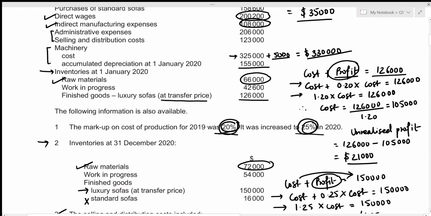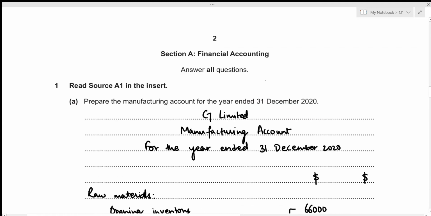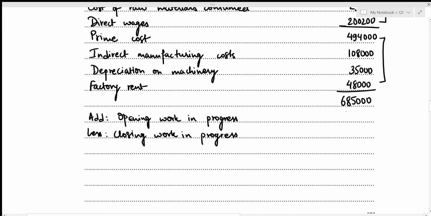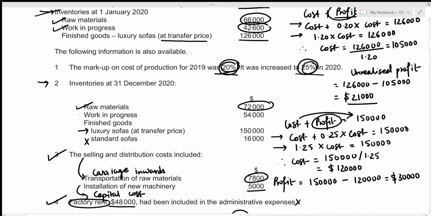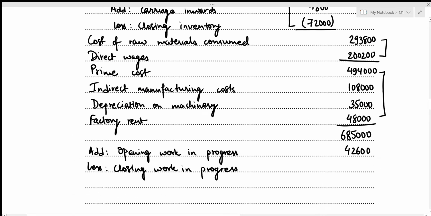So opening inventories are given right here, and we have the work in progress. It amounted to 42,600. We will add this amount. Let's write it down. So that's 42,600. Now for the closing one, it was given in our additional information section, and we have work in progress right here, which amounted to 54,000. So we will be subtracting this amount. Let's write it down. That's 54,000. And I'll write it in a bracket to indicate that this needs to be subtracted. Now, if we total these three amounts, we will get the cost of goods manufactured.